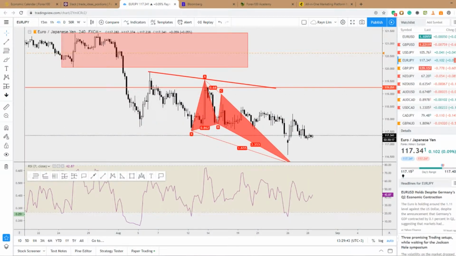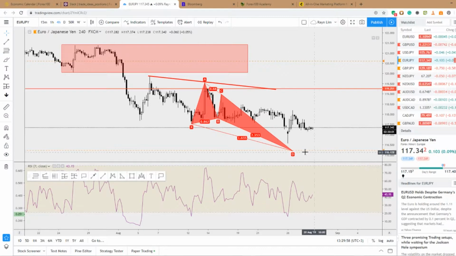To the 4-hour chart. On the 4-hour chart, you can see there is a bullish crab pattern forming at this price. That's my alert area, 116.23, for a buying opportunity on a crab pattern. So it's still within 3 time frames, not jumping too far.